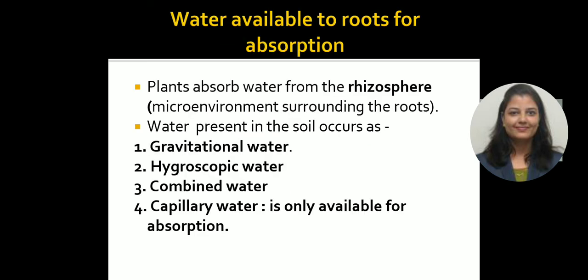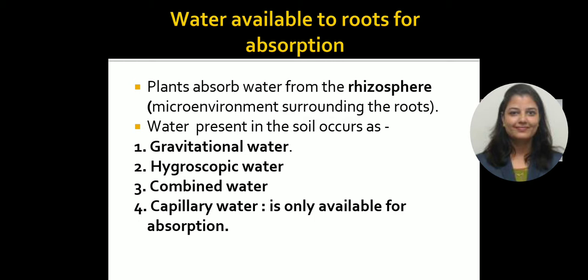Now, the water available to the root for absorption. Plants absorb water from the rhizosphere. Rhizosphere means the microenvironment surrounding the root. So plants always absorb water from the rhizosphere. Water present in the soil occurs in 4 different forms: the gravitational water, hygroscopic water, combined water and the capillary water. I'll just brief you about what these water types are.